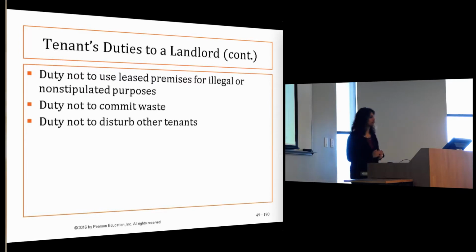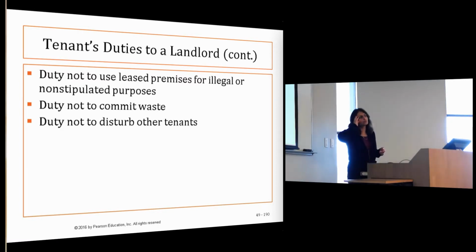What else should the tenant do? Well, the tenant should not use the premises for illegal purposes, obviously, or what are referred to as non-stipulated purposes. What does the word non-stipulated mean? Non-stipulated means not agreed to. Right? So you can't run a business out of those premises if it's meant for residential use. Even if you bought it for business purposes and you say you were going to use it for an accounting firm, you can't then sublease it for another purpose, right? That wasn't what you leased the premises for.